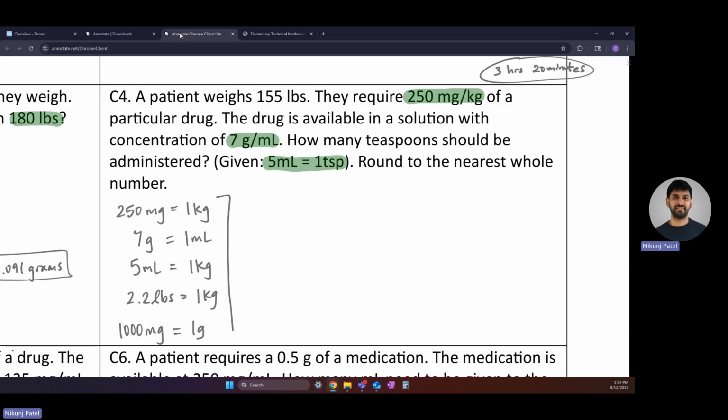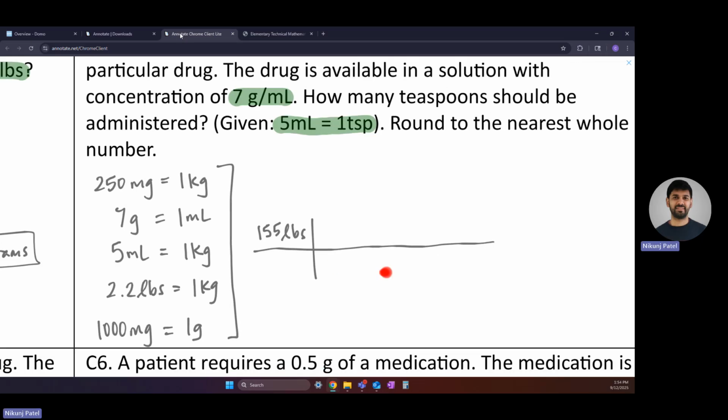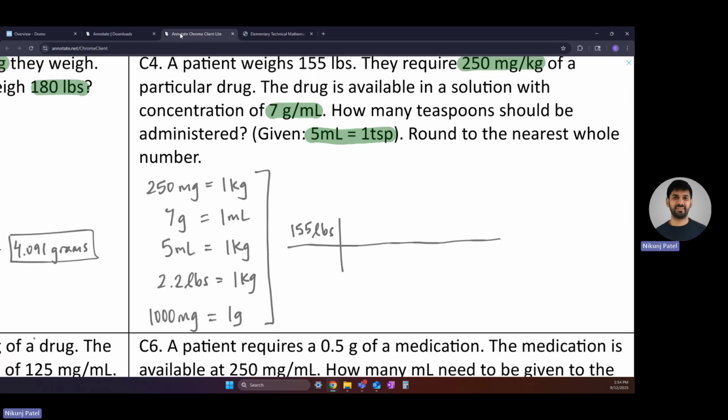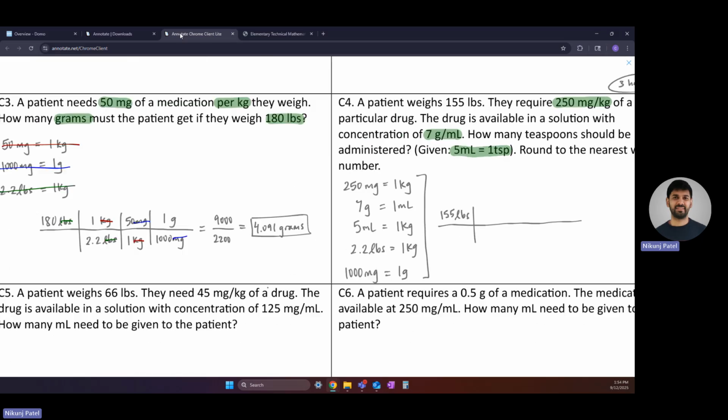So see if you can take those 5 conversion factors and determine the amount in teaspoons that this patient should get if they weigh 155 pounds. So there's the setup. See if you can figure out what goes in the next column and keep building after that. You can check the key after to compare your solution to see if you got the right answer.